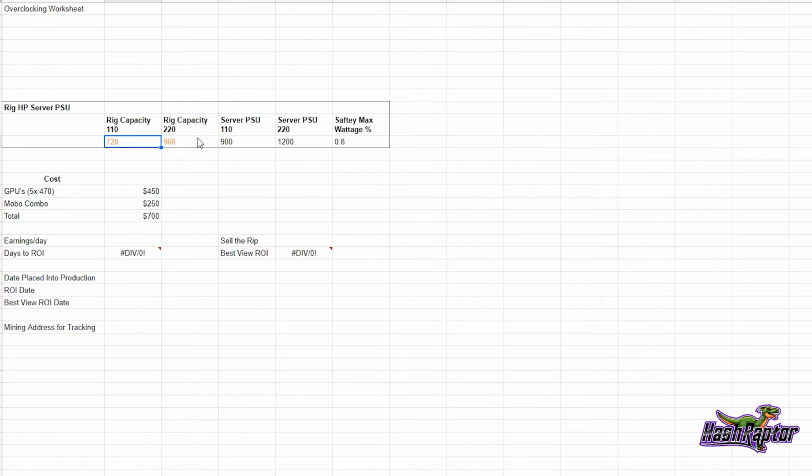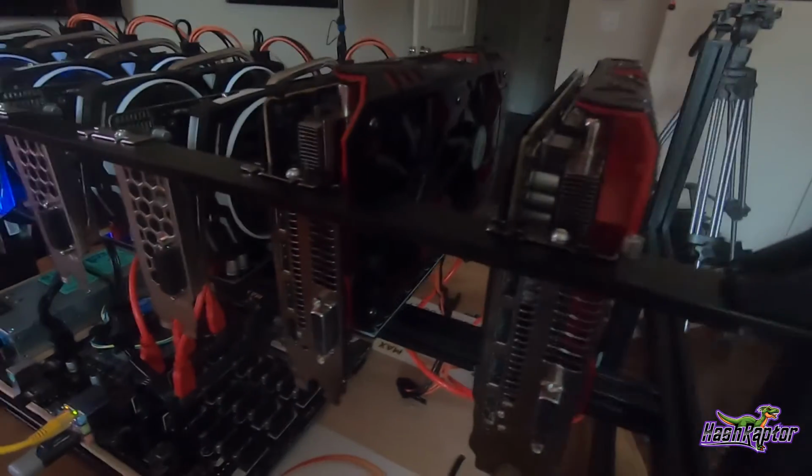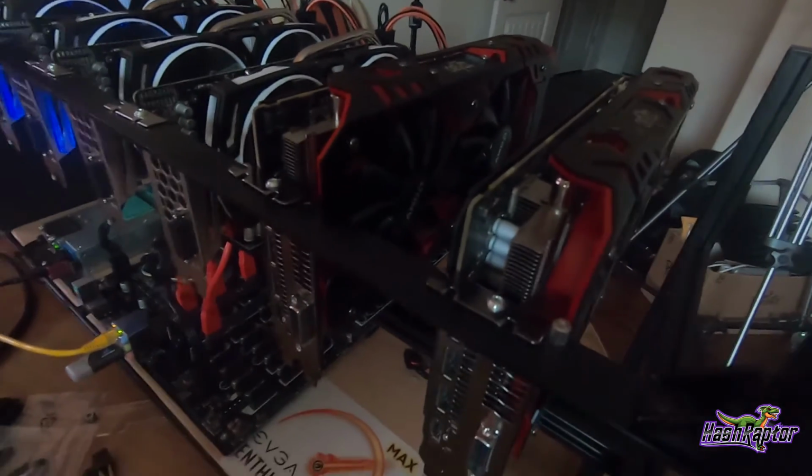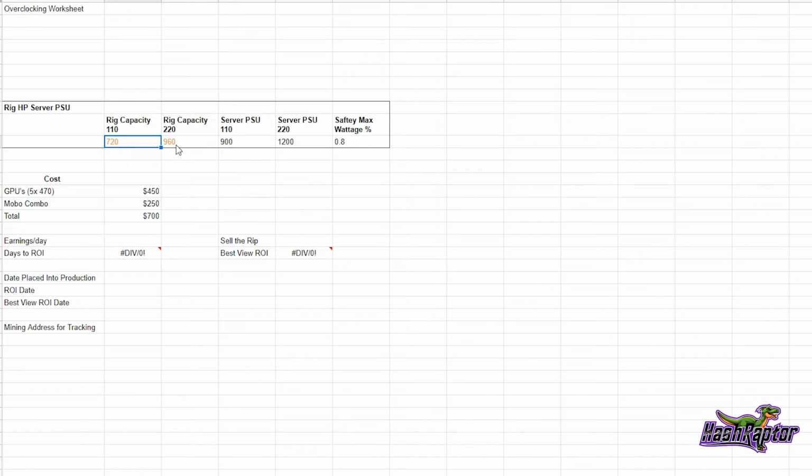Now, I can plan when I move this to 220, which I've already done actually. I have a max of 960 on 220 with this HP server power supply. But keep in mind from the earlier scenes in the video, I want to have some space to add those two 580s that I've got. And this will leave me enough room, 960 watts, to add those two cards later.